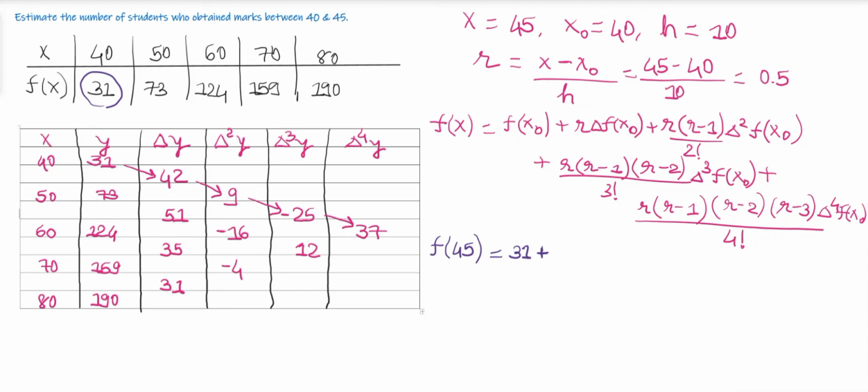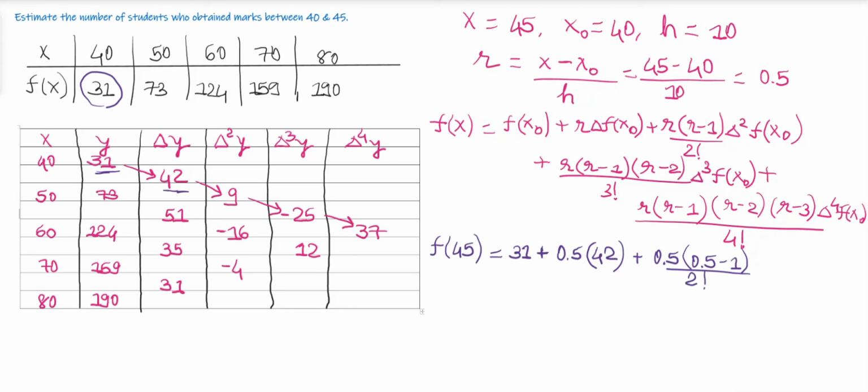So it will be f of 45. Our first value is 31, so f of x naught will be 31. Then 0.5 is our r value. And what is delta y? We have created these arrows so that we can understand which values we have to take in delta y, delta square y, delta cube y, and delta raised to 4y.